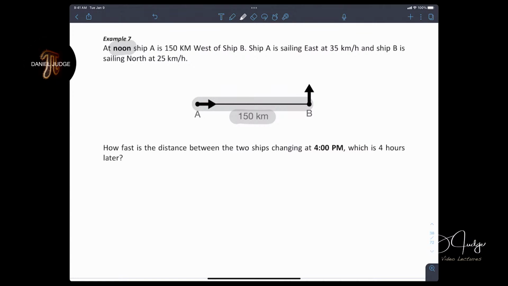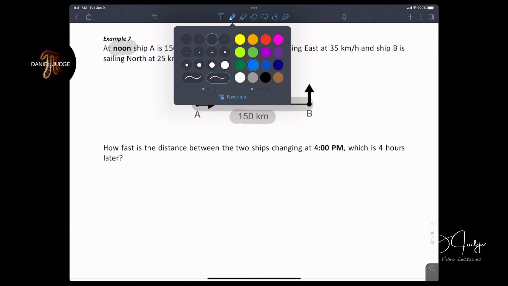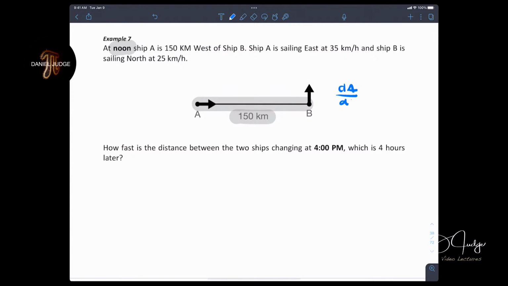Okay. Now they're saying ship A is sailing east at 35 kilometers per hour. So for ship A, I'm going to call this dA dt because this is a rate. And that's 35 kilometers per hour. Okay. Ship B is sailing north now. So dB dt at 25 kilometers per hour. So this is another rate. Okay, so notice what's going on here.